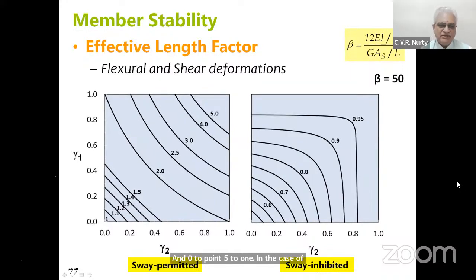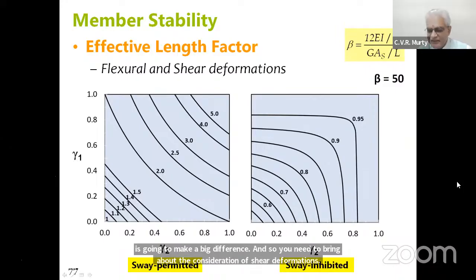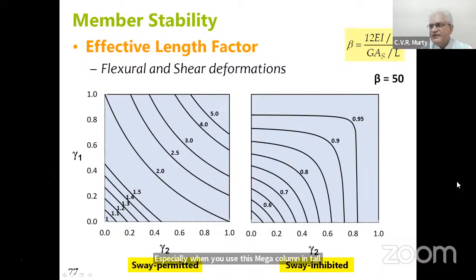But what is also necessary for us is to understand that steel structures by themselves, if you're looking at moment frames, cannot resist the earthquake shaking, which means that you need to put some stiff systems into it. It could be a steel plate structural wall or a series of them, or even a concrete core. When you do that and sway is allowed or not allowed, this is going to make a big difference. And so you need to bring about the consideration of shear deformations, especially when you use these mega columns in tall buildings. Your beta factors will really play a big difference in the case of design.